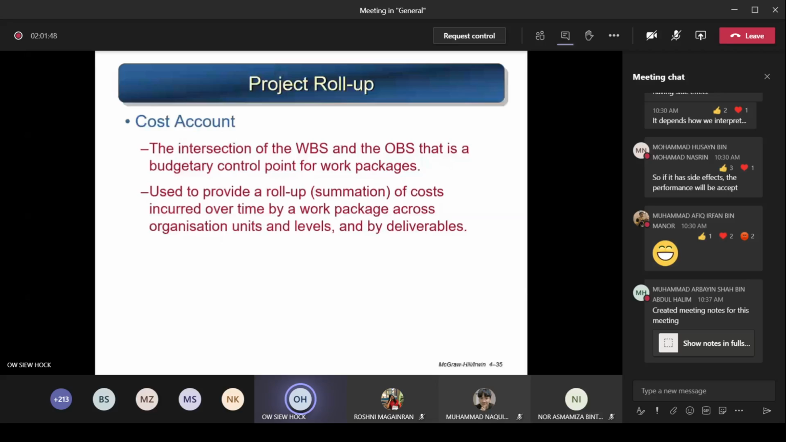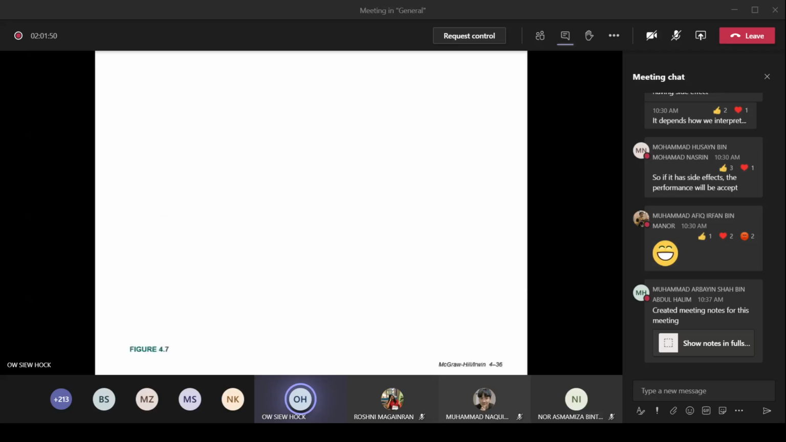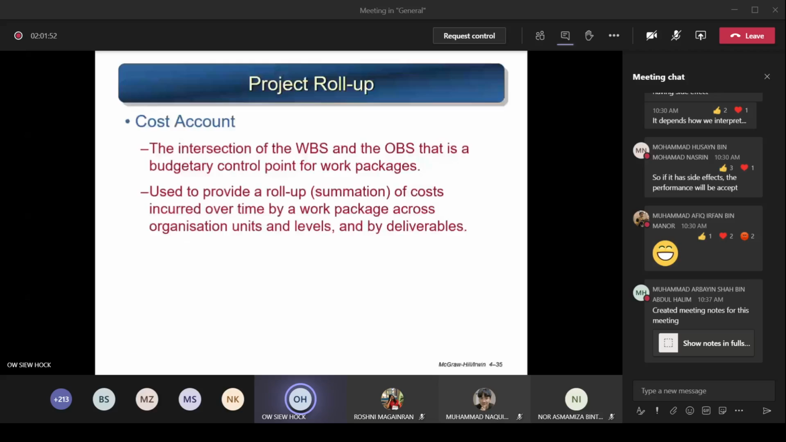So the term called cost account. Okay, so just now I already mentioned, cost account is the intersection of WBS and the OBS. That is the budgetary control point for work packages. That means for this particular level, this work package, how much is going to cost you, and who is going to do the task from the organization, which unit, the staff from which unit of the company is going to carry out the task, and this money will be assigned to which department, which unit to carry out this. So this is called the budgetary control point.